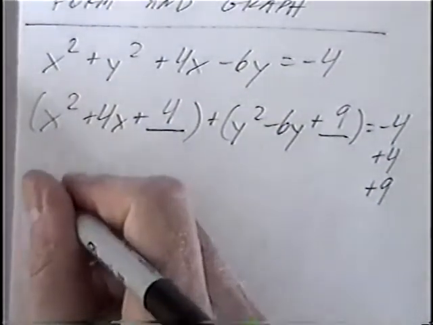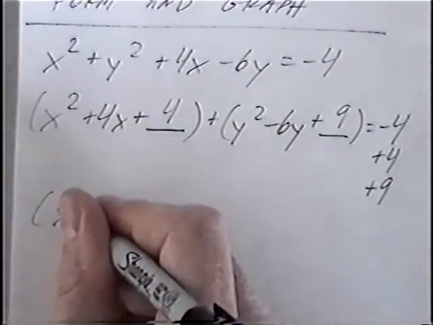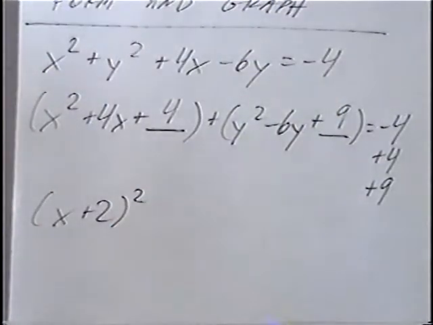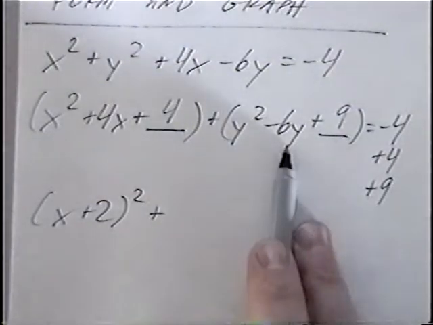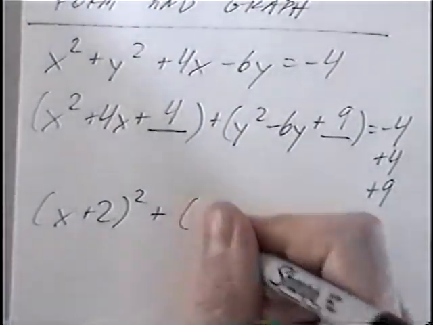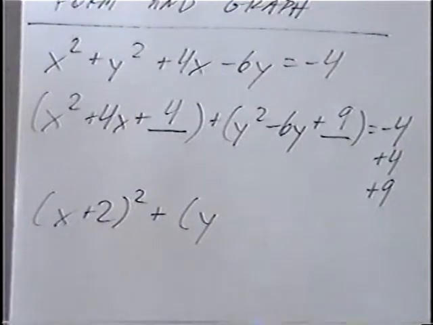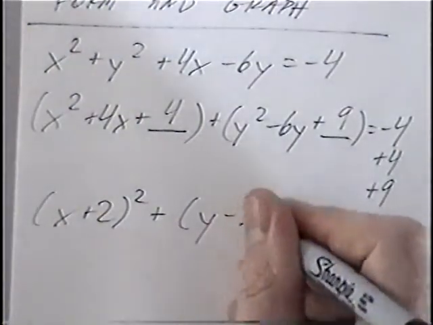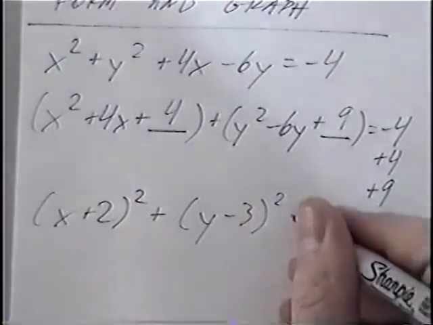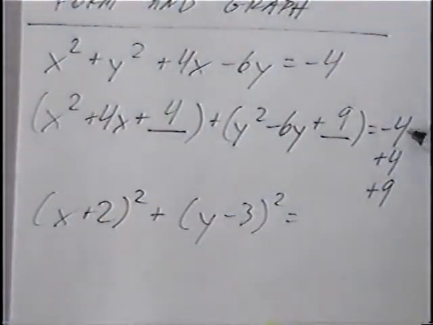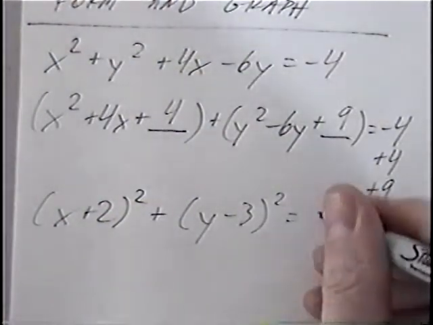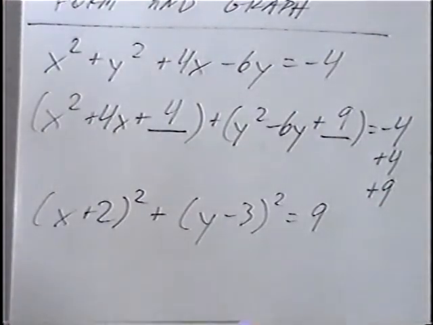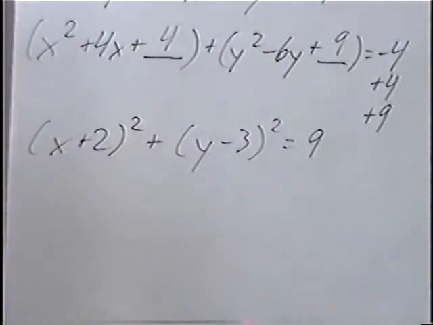Factoring the x's, this would factor x squared plus 4x plus 4. That would factor to x plus 2 squared. And factoring y squared minus 6y plus 9, that would factor to y minus 3 squared. Negative 4 plus 4 would be 0. Adding 9, it would be equal to 9. And this equation would be in standard form for a circle.